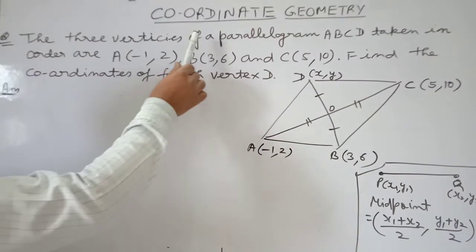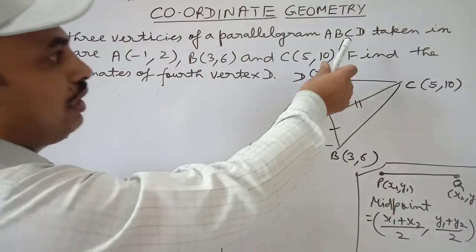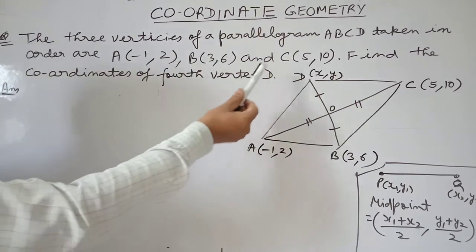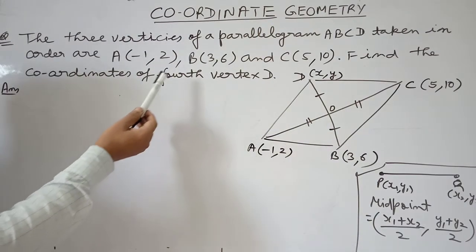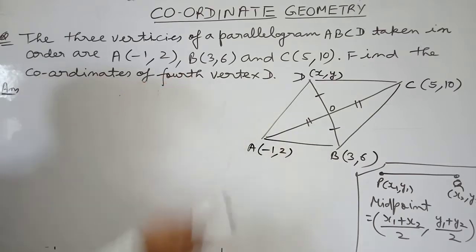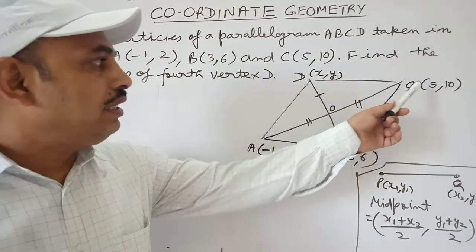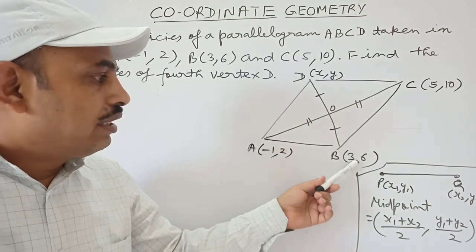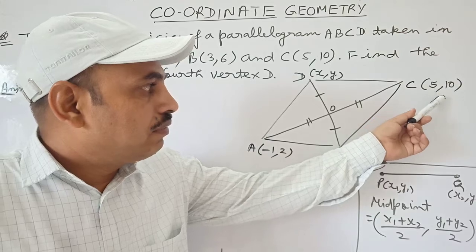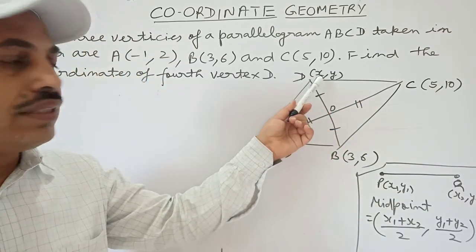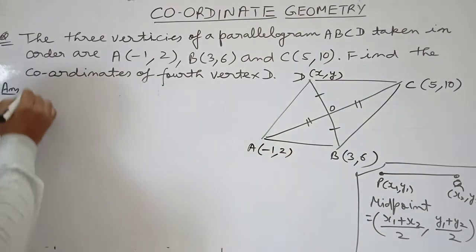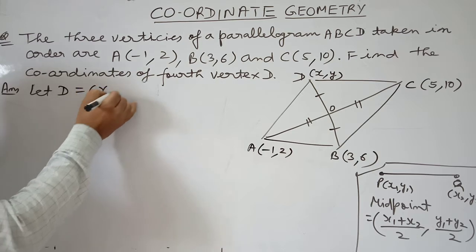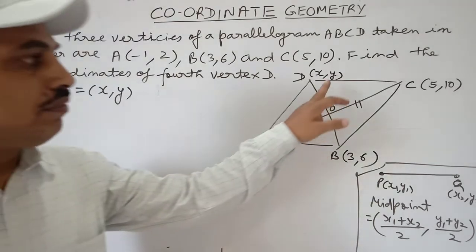The three vertices of a parallelogram ABCD taken in order are A, B and C. Find the coordinates of fourth vertex D. So we have a parallelogram ABCD. Coordinates of A are -1, 2, coordinates of B are 3, 6, coordinates of C are 5, 10. Suppose coordinates of D are x, y. Let D equal to x, y.